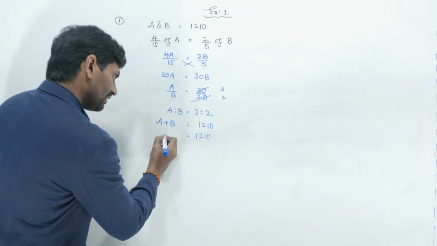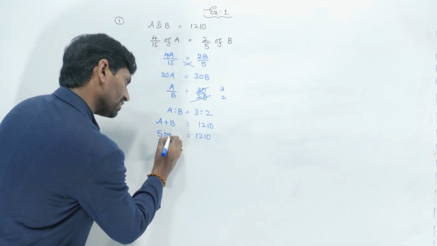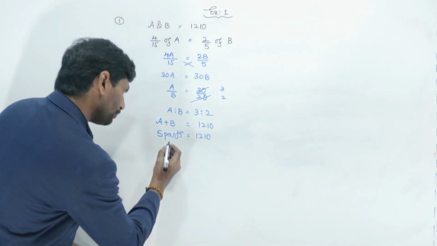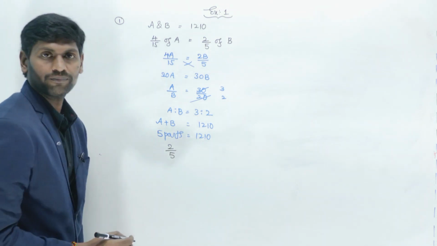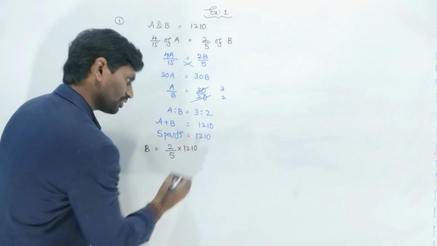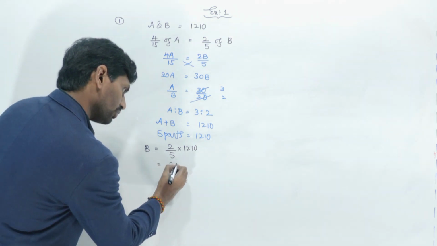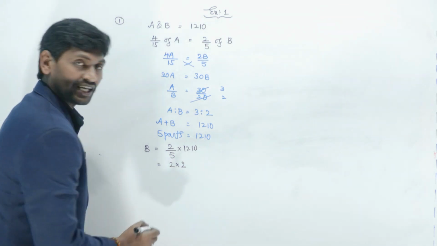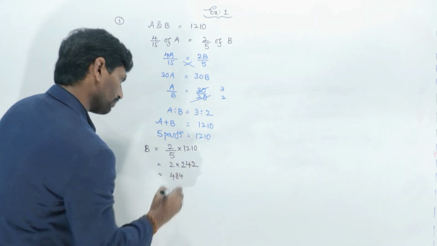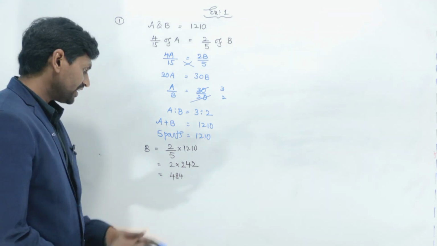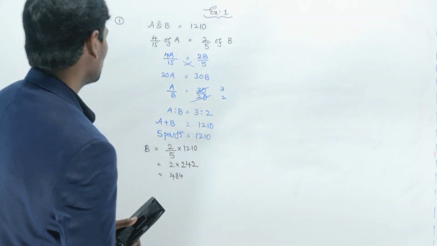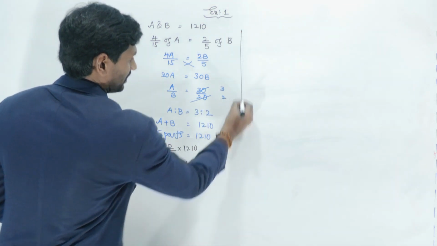The 5 parts' value is 1210, but we need to find the B value. B has how many parts here? 2 parts, that means 2 parts out of 5. B value equals 2 out of 5 into 1210, the total money. 5 2s are 10, 5 4s are 20, again 5 2s are 10, so simply 484 rupees. 484 rupees is B's share and the remaining money is A's share. Let us try the next problem.